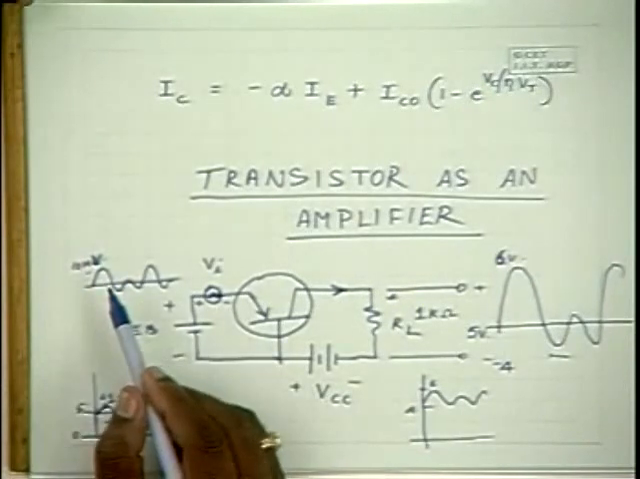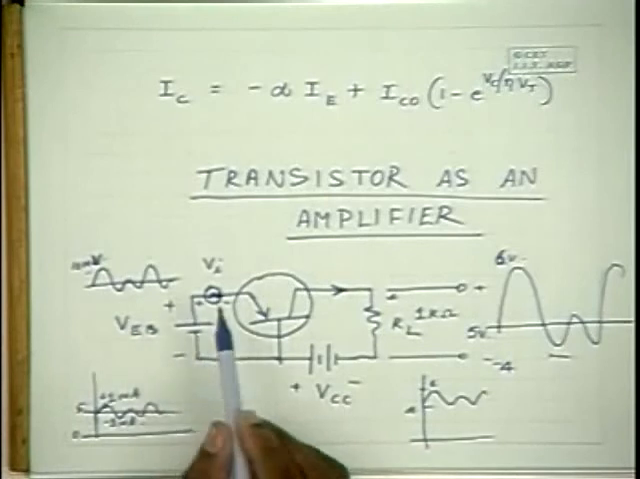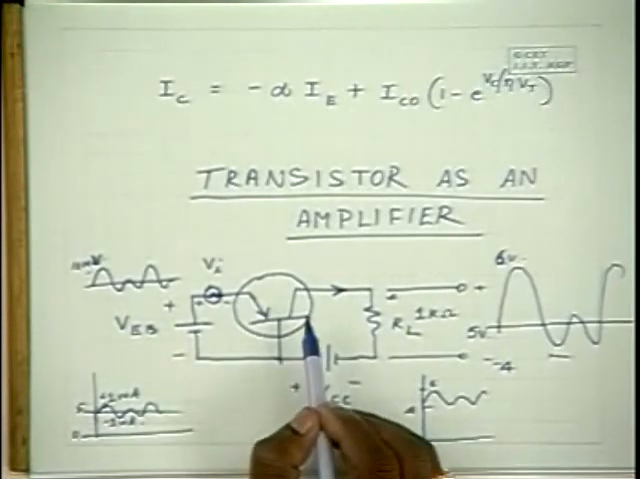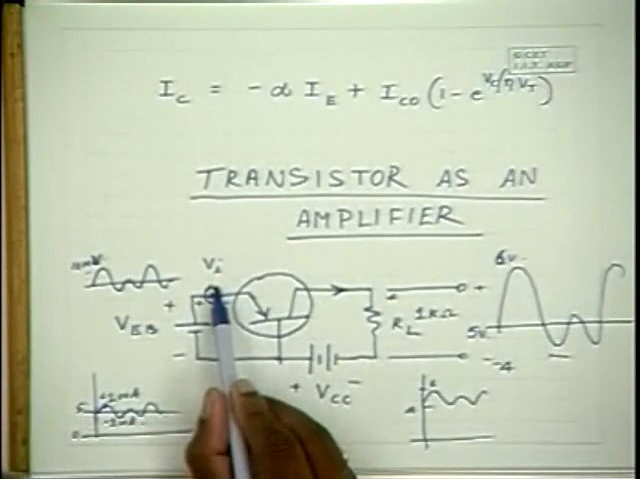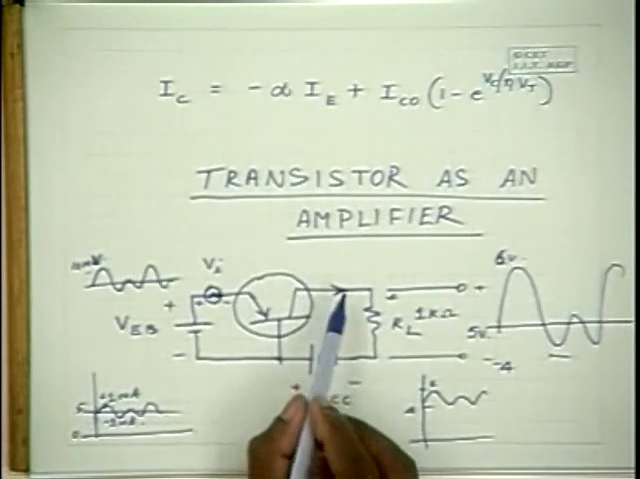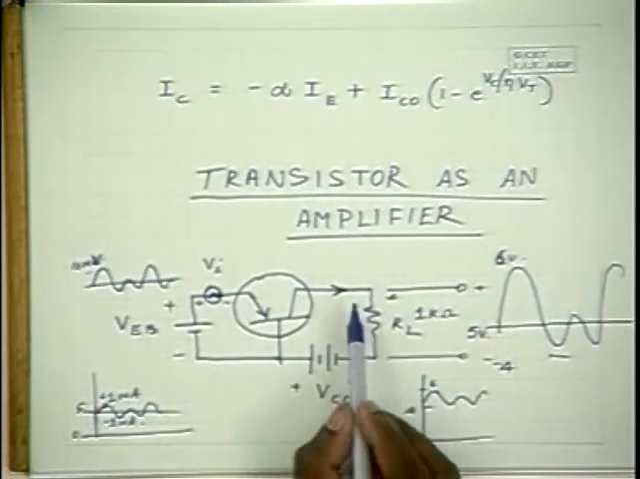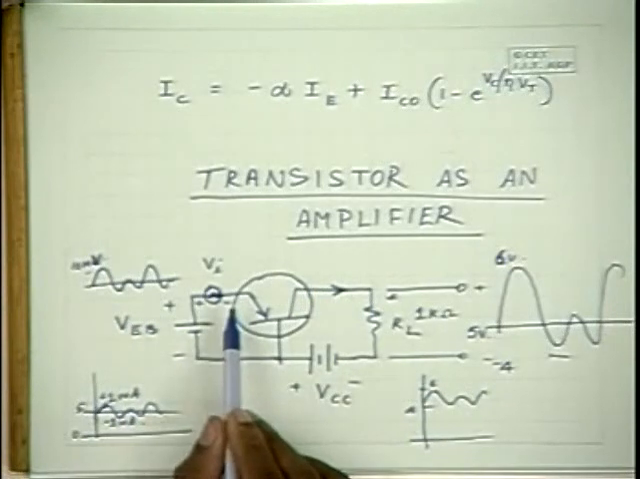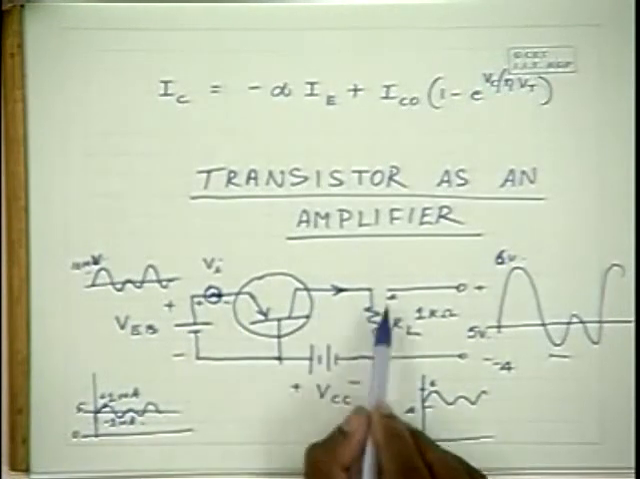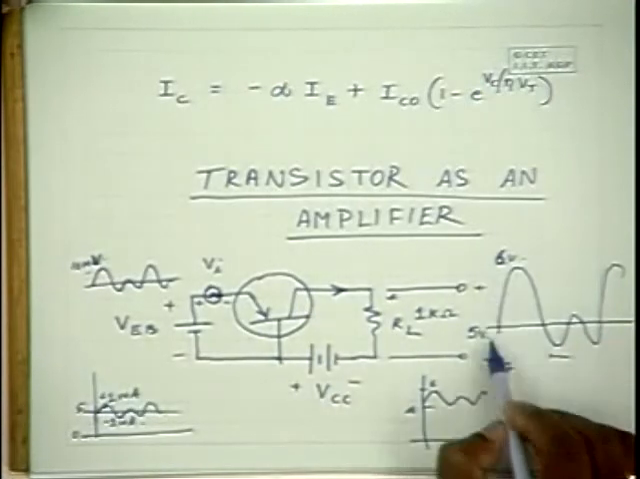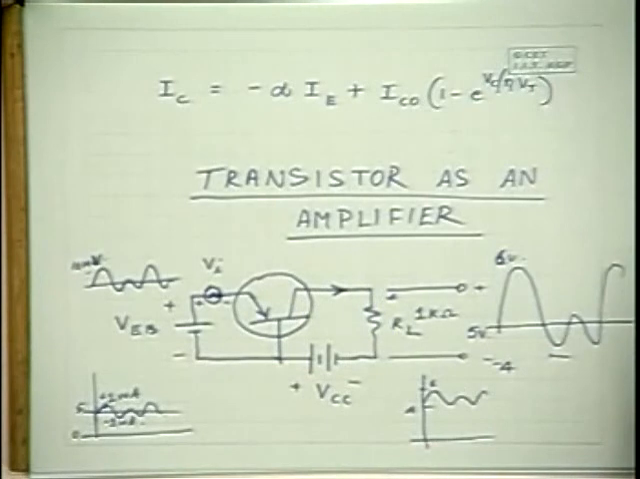It is maybe a few tens of millivolts. A few tens of millivolts is causing a large change in the diffusion current, and the diffusion current is getting transferred to the collector, and therefore the collector current variation is of the same order as that of the emitter current variation. But when this collector current variation is dropped across a large resistance, you have a large amount of voltage appearing across the output.